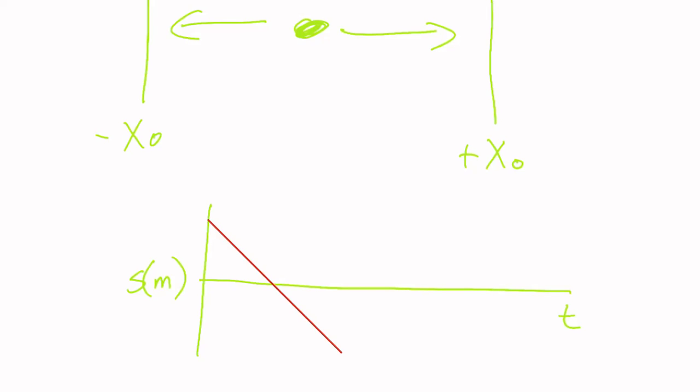So if we go back to the app, and if you watch it for a few seconds, I can't draw on here, unfortunately, but you can basically see it's going from positive x naught to negative x naught and back again. It's constantly oscillating.